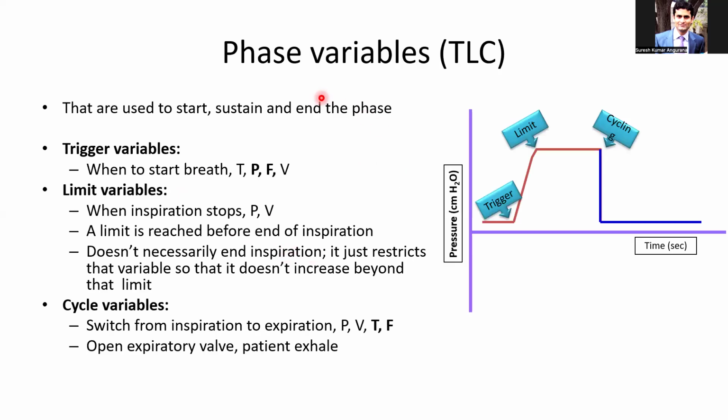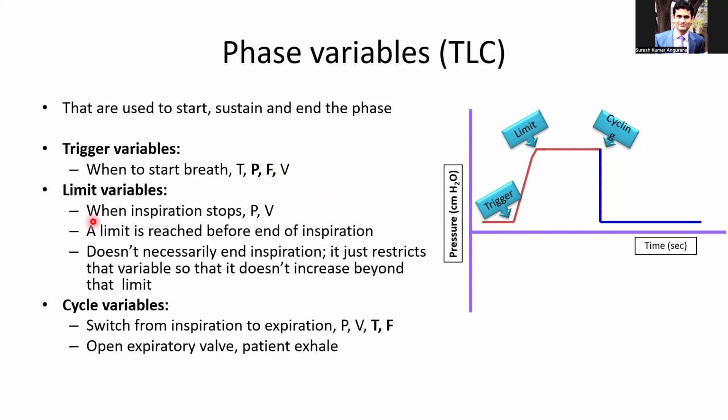Second variables are phase variables. These variables start, sustain, or end the phase of the inspiration. These can be remembered by the mnemonic TLC. T is for trigger variable, L is for limit variable, and C is for cycling variable. Trigger means when to start a breath. It could be time, pressure, flow, or volume. Most commonly used trigger variables are pressure or flow, which we call pressure trigger or flow trigger.